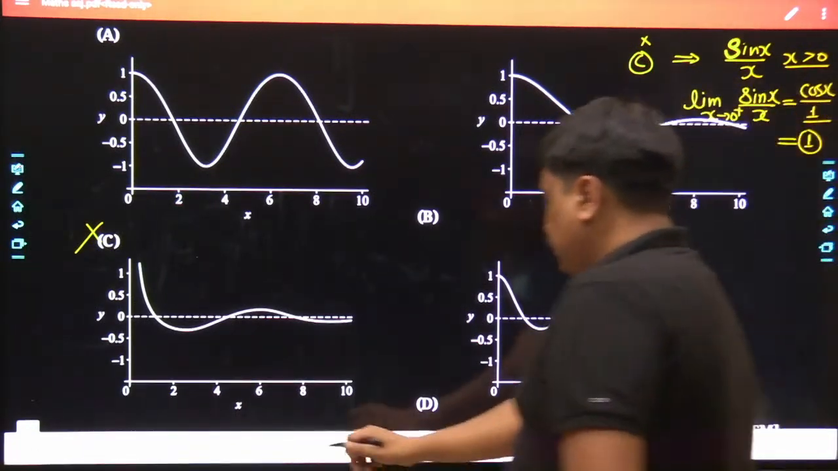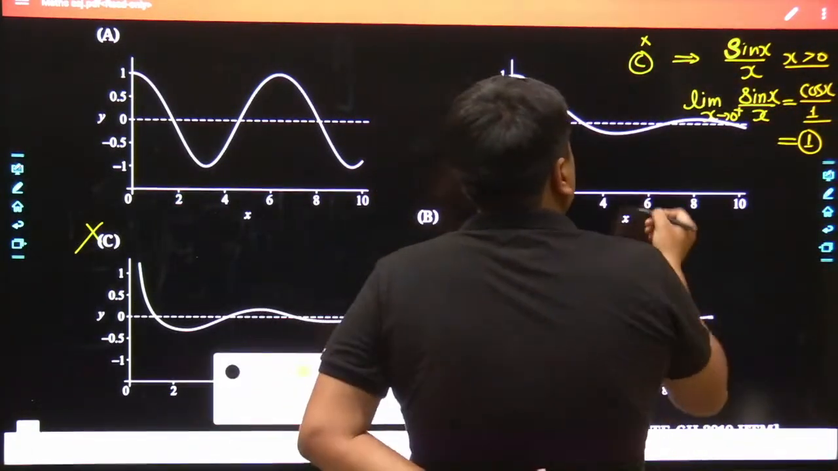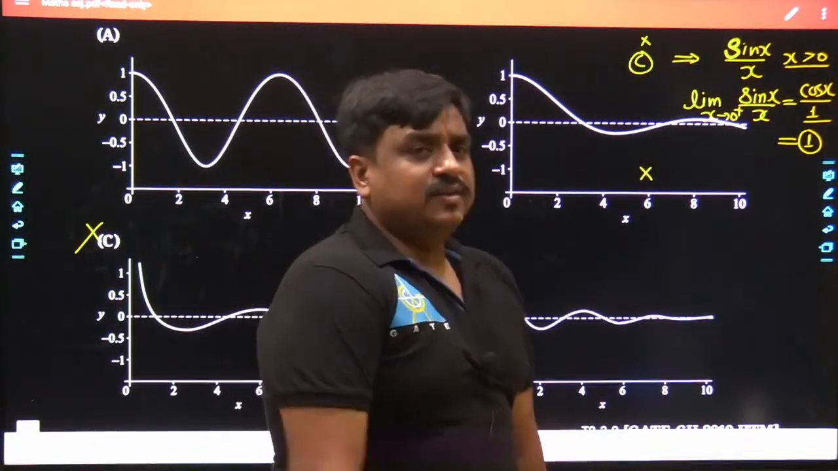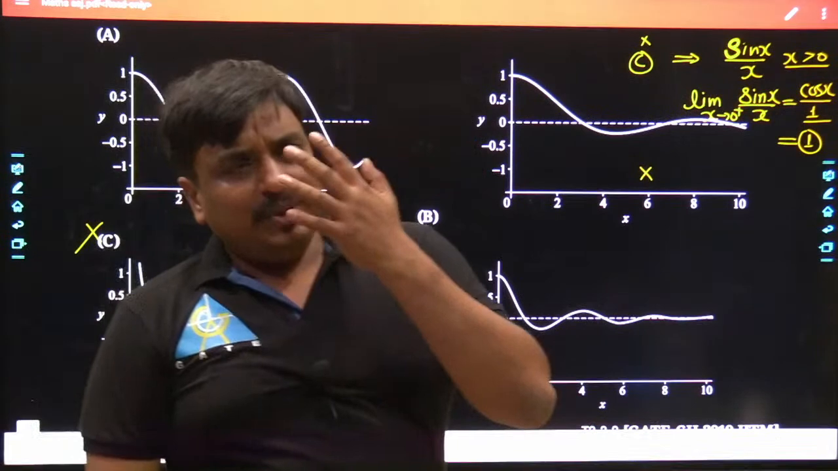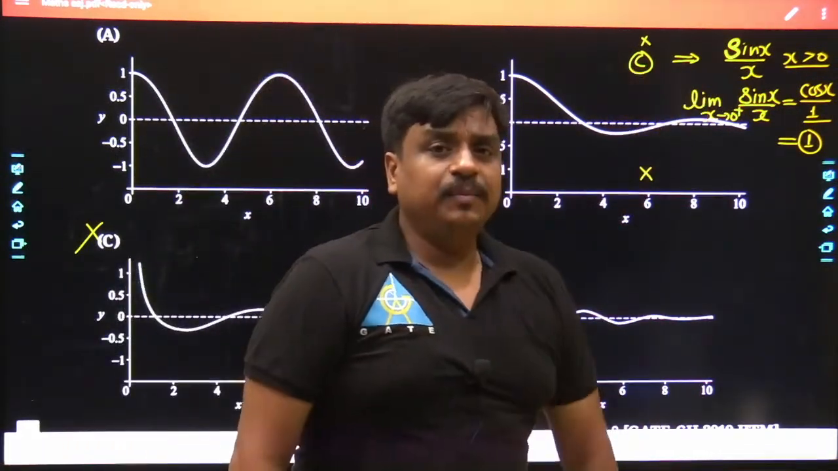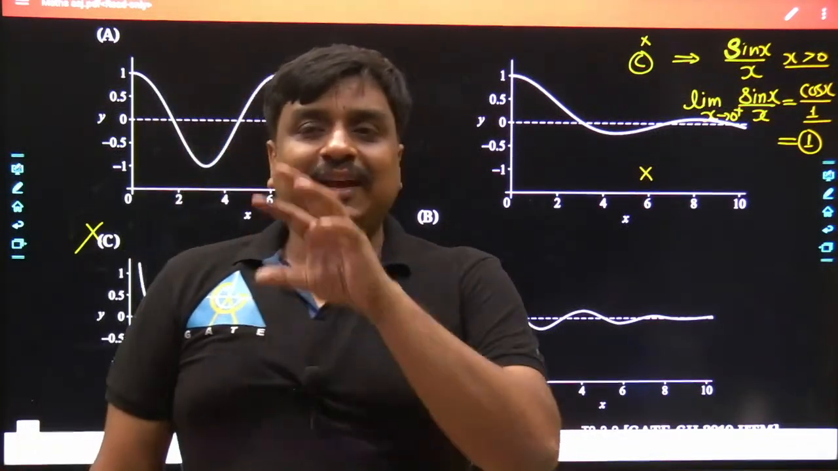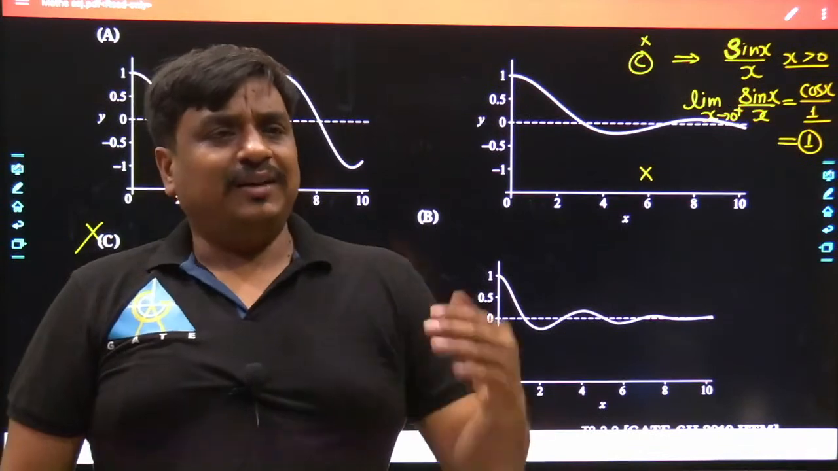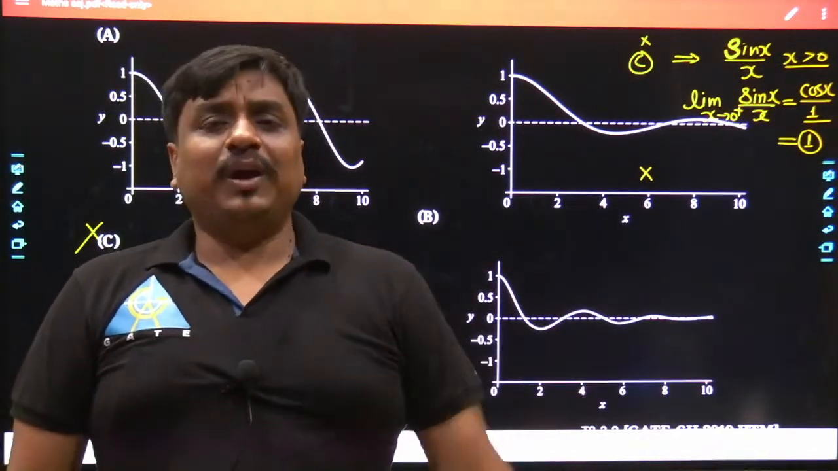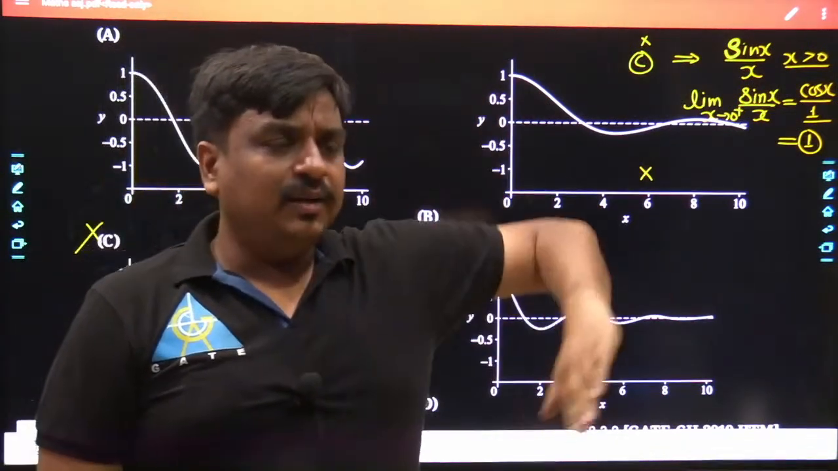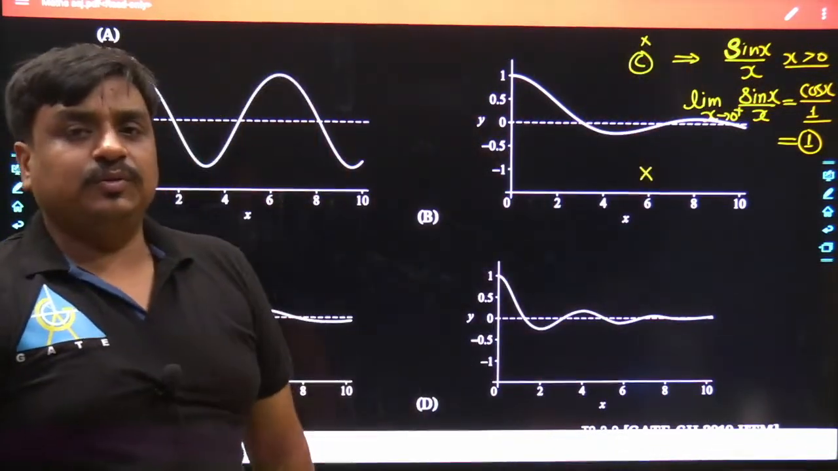Now, let me take the next analysis. Just try to understand. As far as sin of x divided by x is concerned, as you keep moving towards higher values of x, sin of x keeps oscillating between -1 and 1. Obviously, at x equals 0 it is going to be 0. At pi, it is again 0. At 3 pi by 2, it would be -1. At 2 pi, it would become 0. And at 5 pi by 2, it would become +1. It keeps oscillating between -1 and +1.